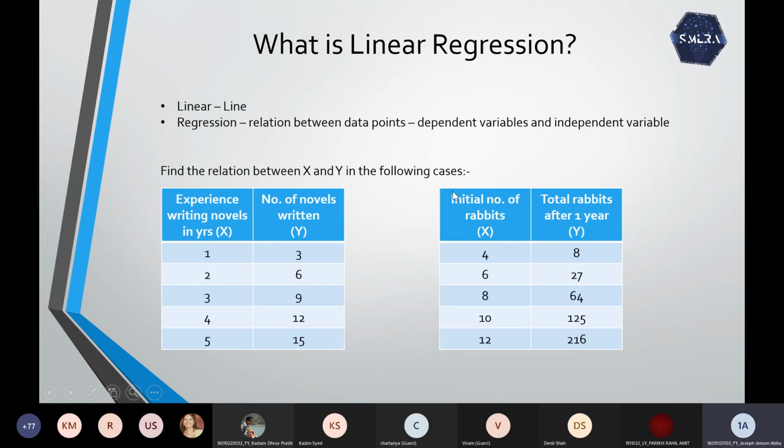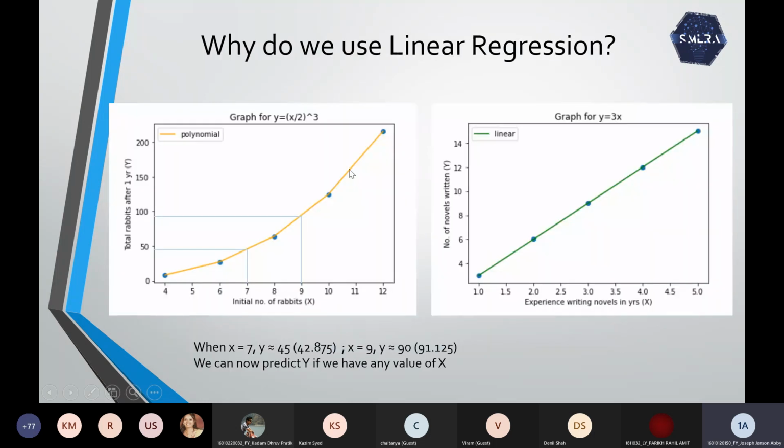All right. Before doing that, I'll just plot these two curves, y equals x by 2 whole cube and y equals 3x. As I mentioned, say I gave you a group of 9 rabbits. After we have plotted the graph from the individual data points, based on the graph we can take any value of x and through the graph get a value of y.